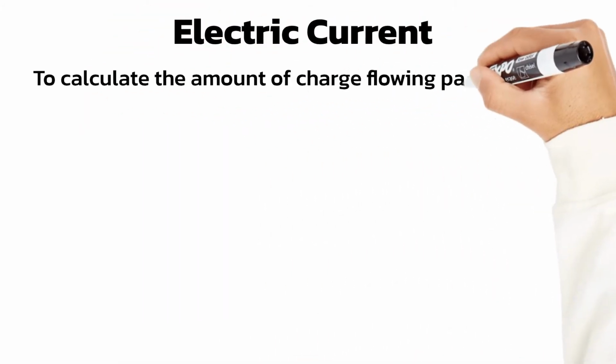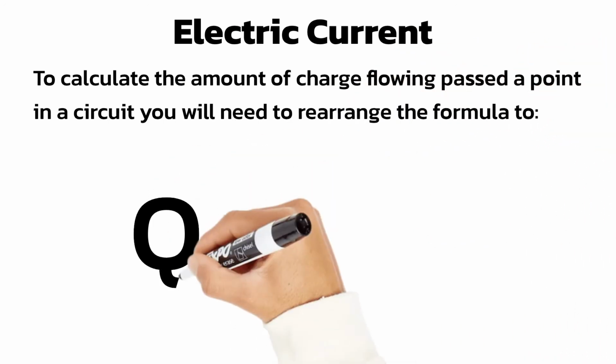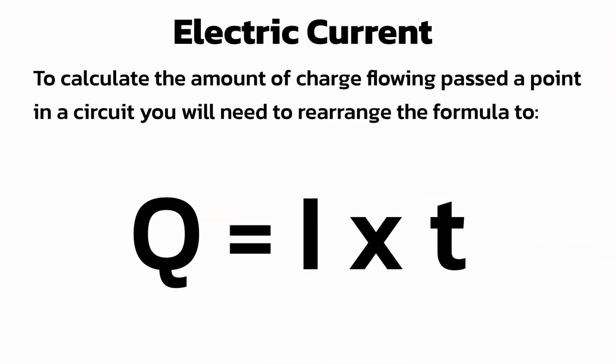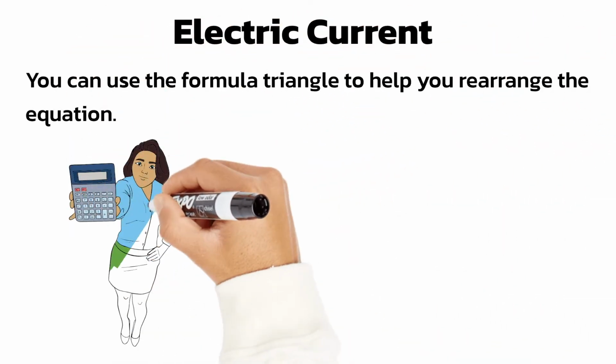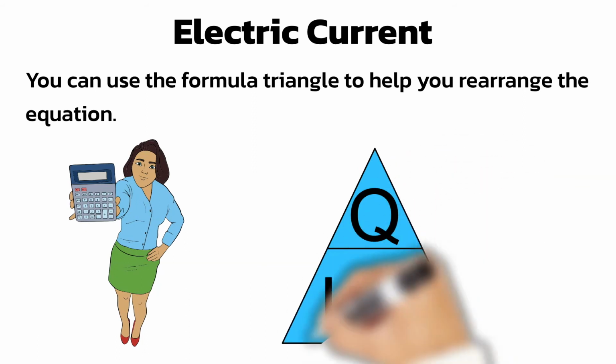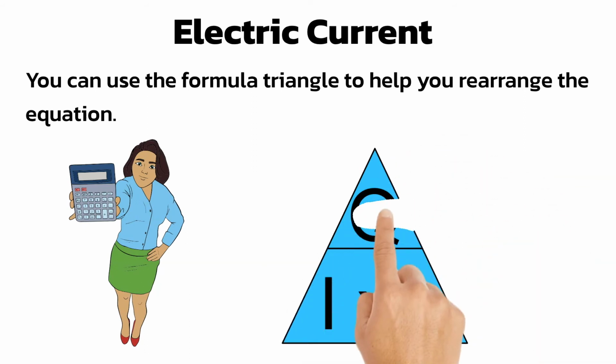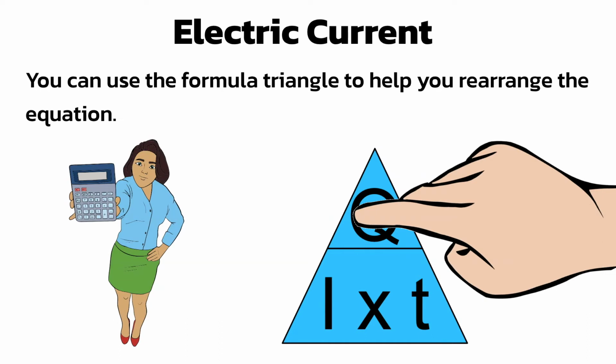To calculate the amount of charge passing a point in a circuit, you will need to rearrange the formula to Q equals I times T. Remember you can use the formula triangle to help you rearrange the equation. Simply cover up the quantity you need to calculate and whatever is left is the correct formula. So if you cover Q you are left with I times T.